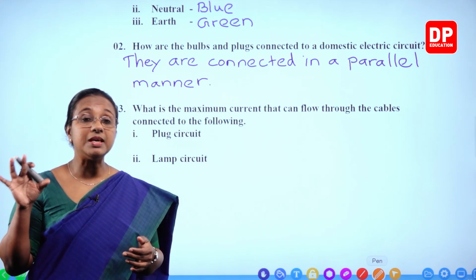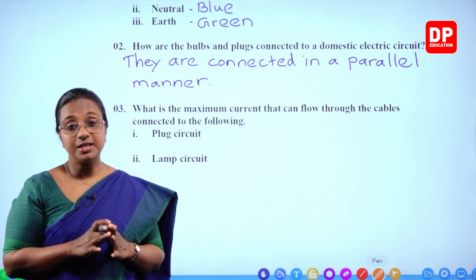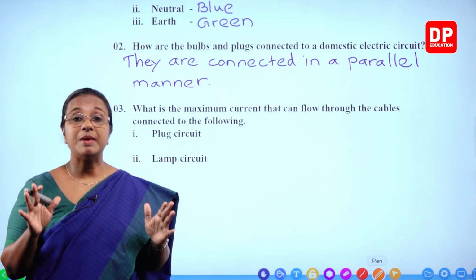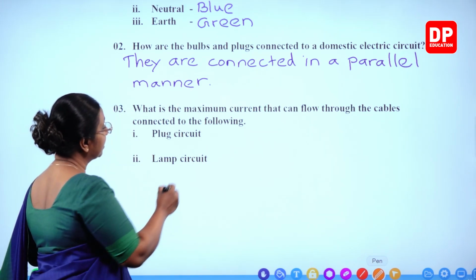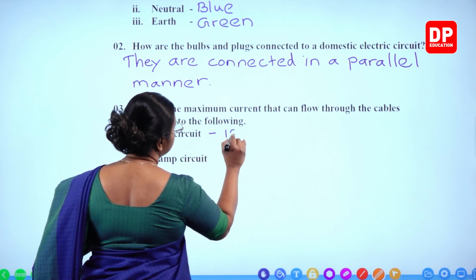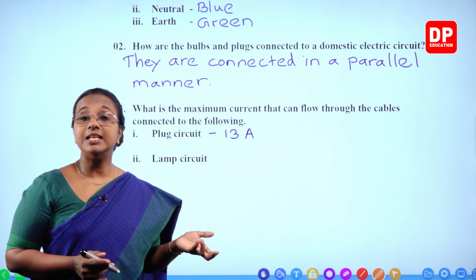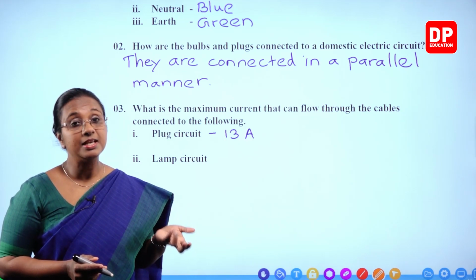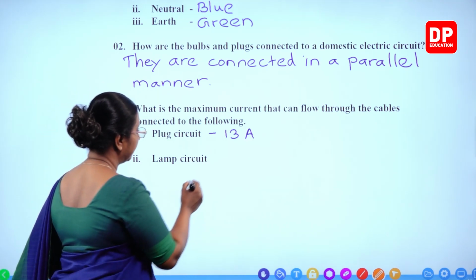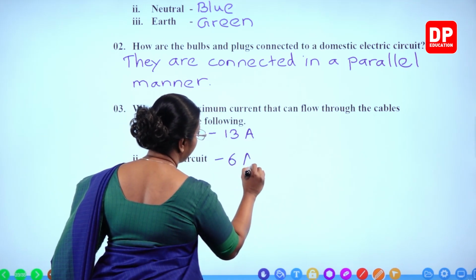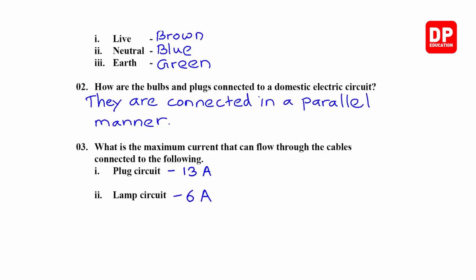So the MCB connected to that is for 13 ampere MCB. So the maximum current that can flow through a plug circuit is 13 amperes. And through the lamp circuit or the lighting circuit, for the bulbs it is 6 amperes. You can remember that. For the bulb circuit or the lamp circuit or lighting circuit, it is 6 amperes.